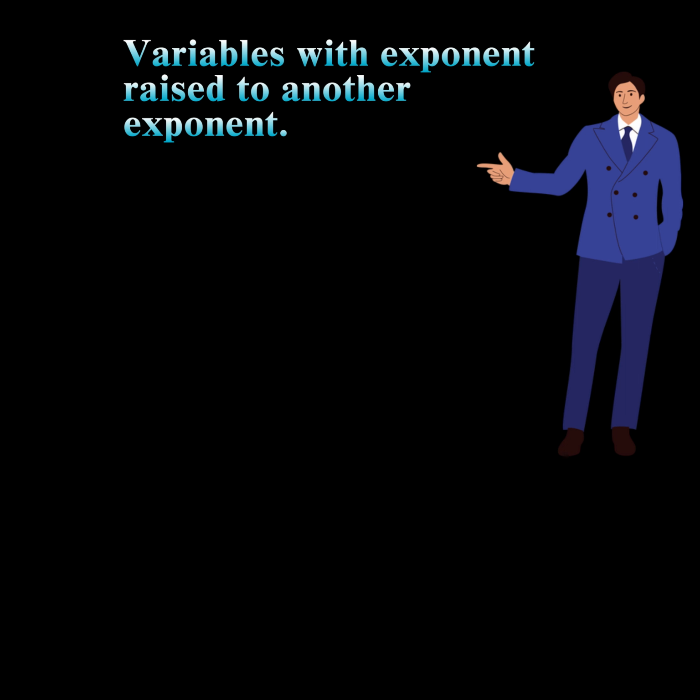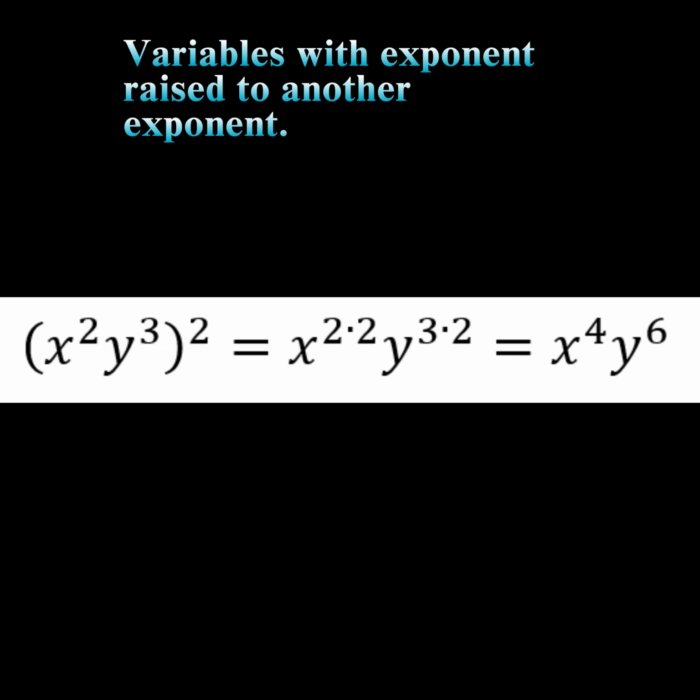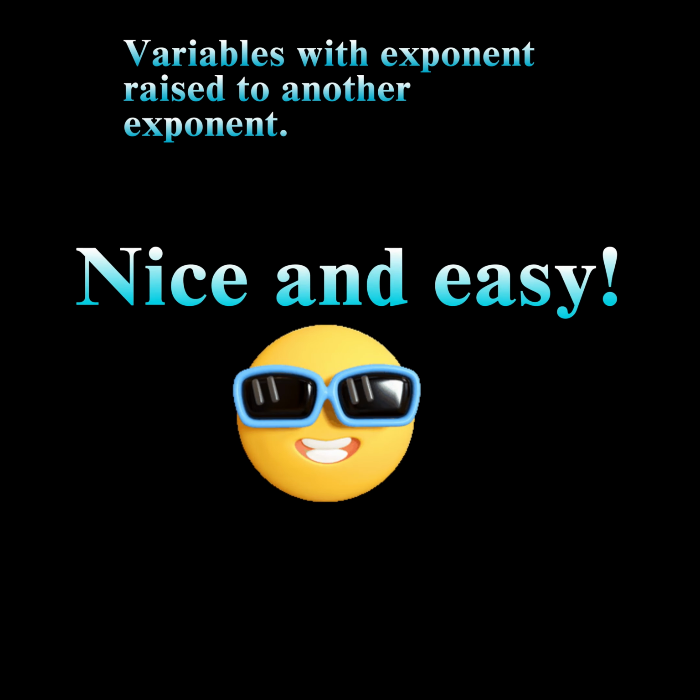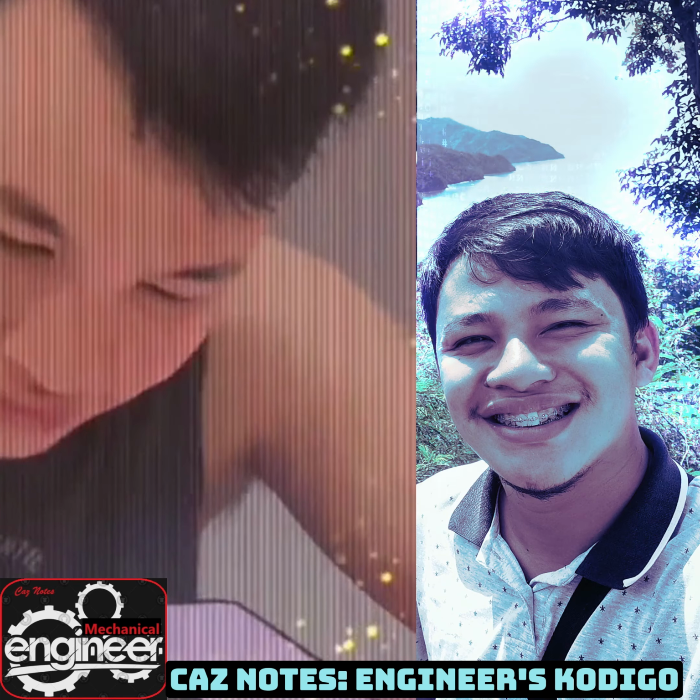For variables with an exponent raised to another exponent, we simply multiply their exponents. For example, the quantity x squared times y cubed raised to the exponent of 2. So we simply multiply their exponents. Then we have x raised to 2 times 2 and y raised to the exponent of 3 times 2. Therefore, the final answer is x raised to 4 times y raised to 6. Nice and easy. And I think that's all for today.